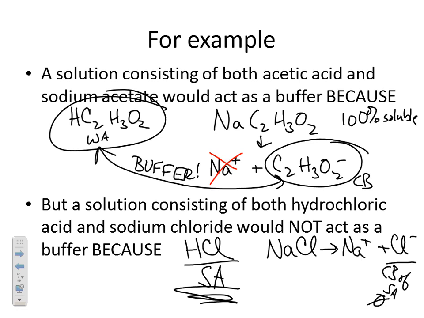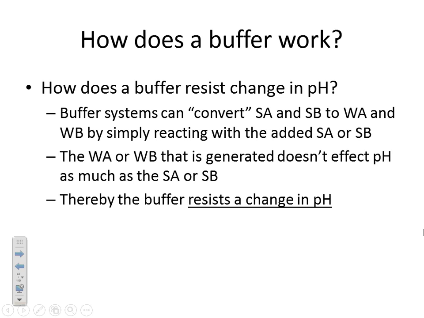Buffers cannot be strong acids, and so we certainly can't use the conjugate base of a strong acid. That is not a buffering system. It has to be a weak acid. We're going to look at why that is. So it has to be a weak acid or a weak base with its conjugate. So HCl would not work as a buffer system because it's not a weak acid.